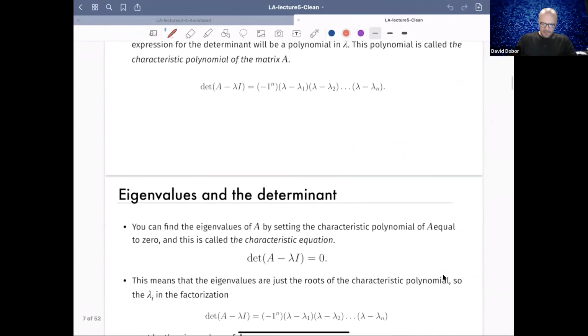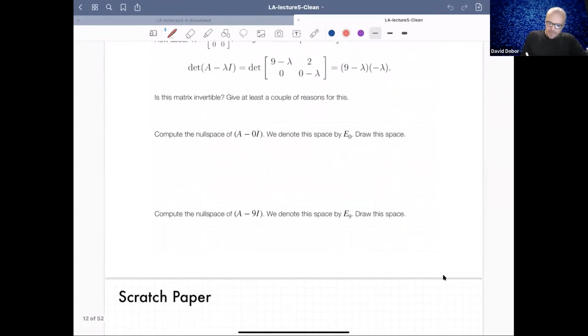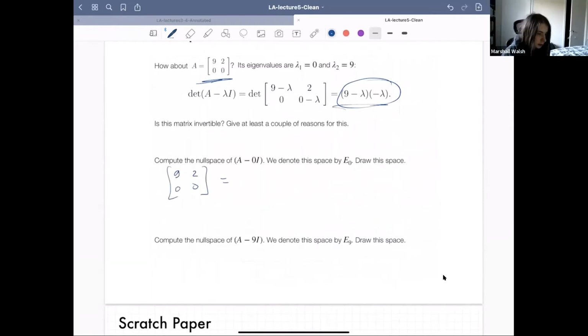Okay, so this is the matrix that we are talking about, and here's its characteristic polynomial. So now I want to find the eigenvalues for this matrix. What are the eigenvalues associated with A minus lambda I? So what are the eigenvalues associated with this? 0 and 9. I'm sorry, the eigenvalues, that's 0 and 9.